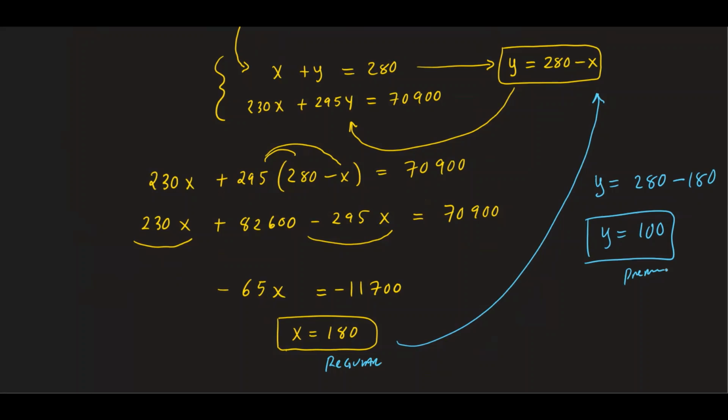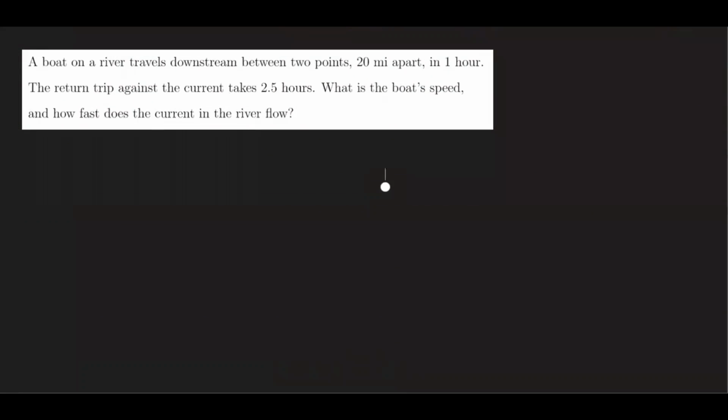Okay, so let's try one more example. So take a look at this one. So this one is a bit differently set up, but the idea is the same. You're still going to create a system of equations. So this one involves rate, distance, and time. So a boat on a river travels downstream between 2 points, 20 miles apart in 1 hour. The return trip against the current takes 2.5 hours. What is the boat speed and how fast does the current in the river flow?